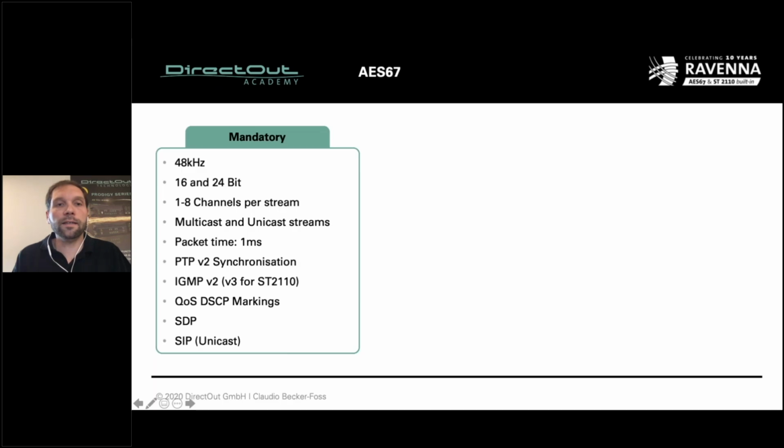If we now look at AES67, the mandatory part of AES67, as I said, requires 48 kilohertz, 16 and 20 bit, 24 bit, up to 8 channels per stream, multicast and unicast, packet time of 1 millisecond. So this is all basically known stuff.